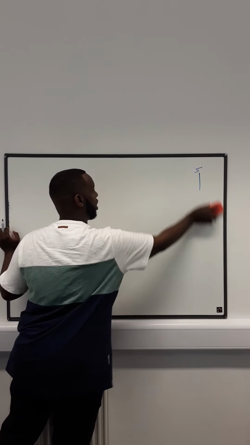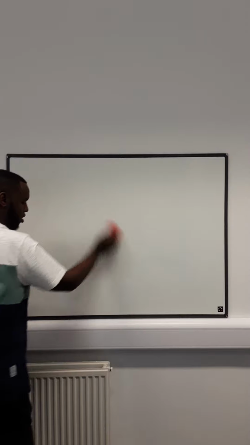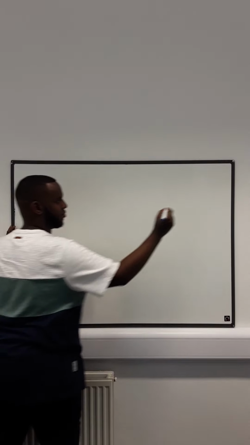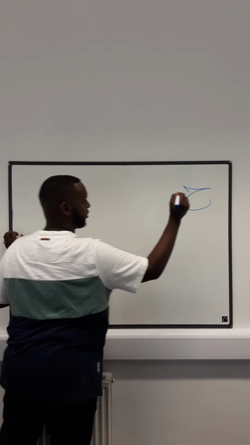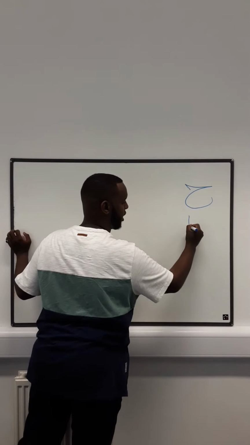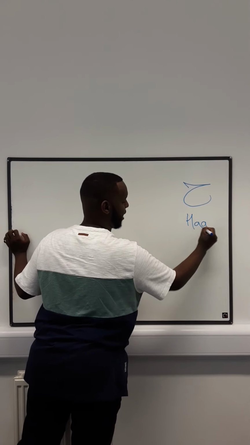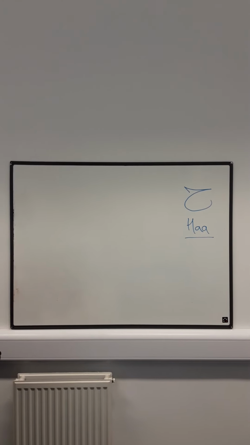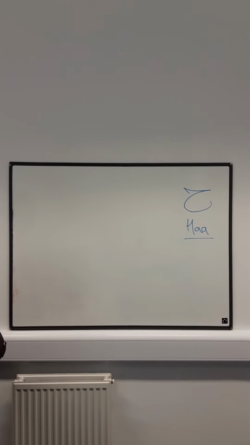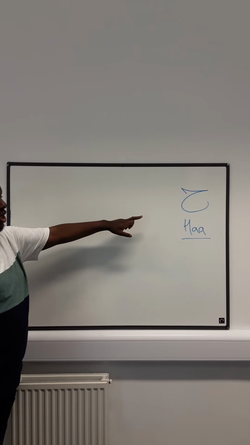So today we're going to learn another 5 letters. Alright, so the 6th and 7th letters are similar to Jim, right? So you have this beautiful letter here. This letter is known as Ha. Can you say it for me? Ha, Ha, good man. So that letter there is Ha.